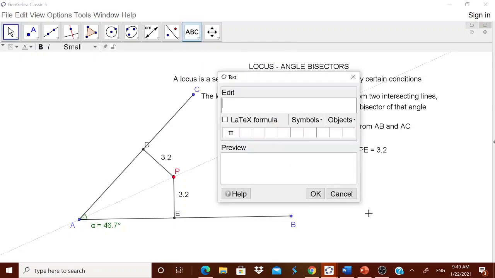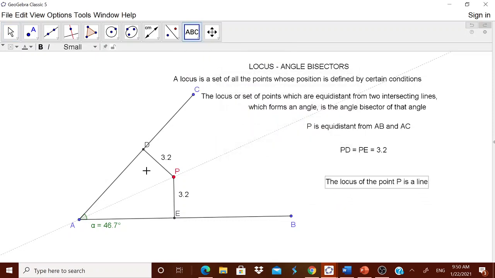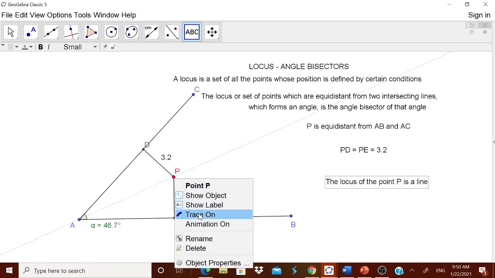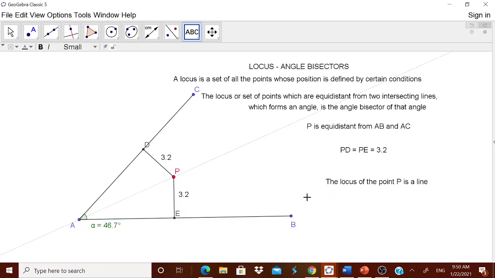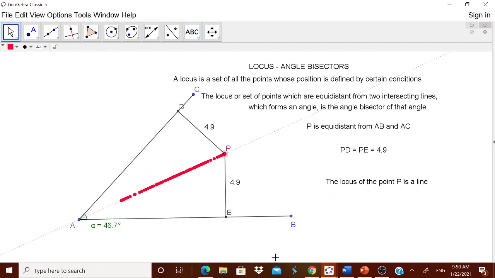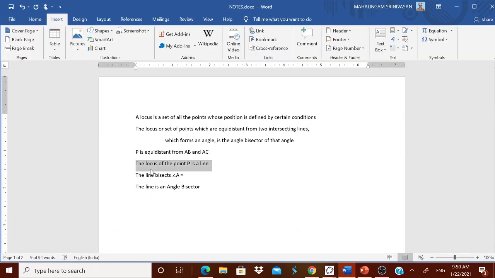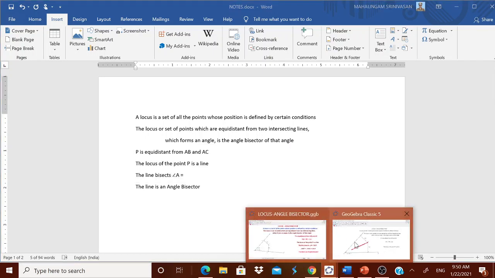The child will tell that, okay sir, it looks like a line. So the locus is a line, because whenever you move this point while keeping the trace on, it is a line. Now we have to show that it bisects. For that we are going to make the statement: the line bisects the angle A. I will just show you.